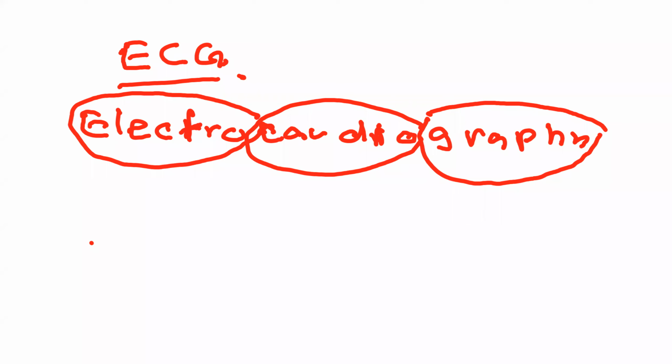So before going to interpret the ECG, firstly we have to understand what the electrical activities that happen in the heart are. So let's move on to it. Firstly we have to identify what electrical activities are happening in the heart.